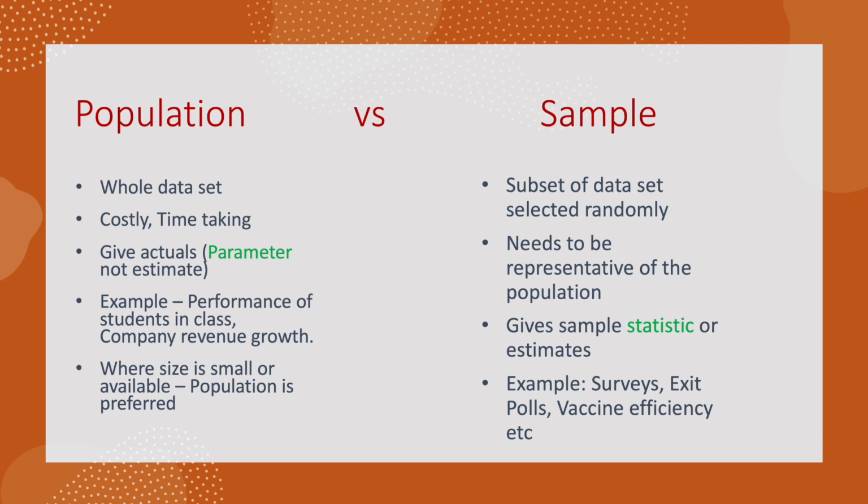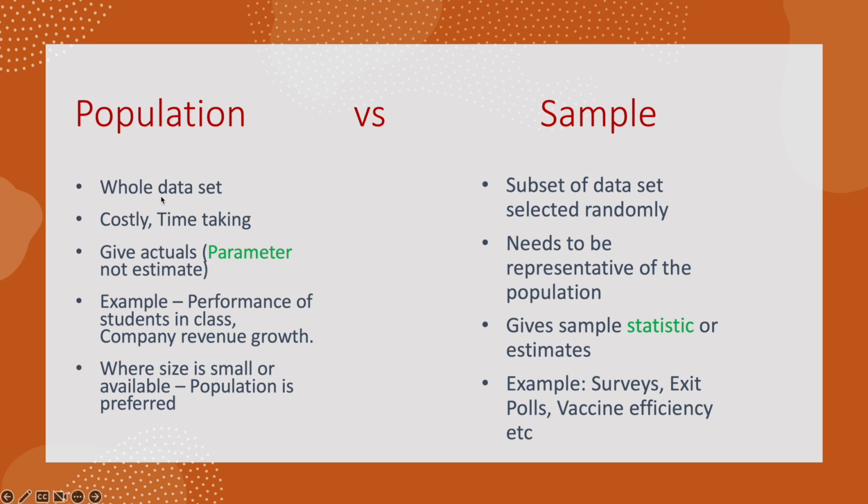Why can't we do the experiment on the population itself? The answer is very simple. If you do that, it's a very costly affair. It's a very time-taking affair. Let's just assume, in our previous vaccine example, that the data of 36 crore people, whether they were cured by Covaxin or not, is not an easy thing to get. That's why we deal with a sample and we try to make a prediction about the population.